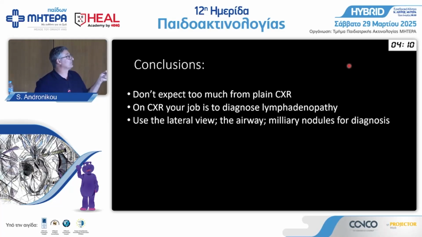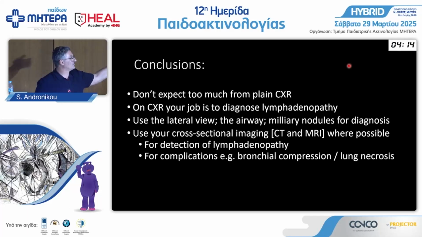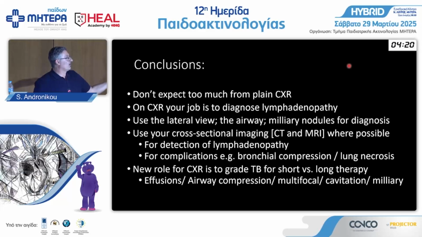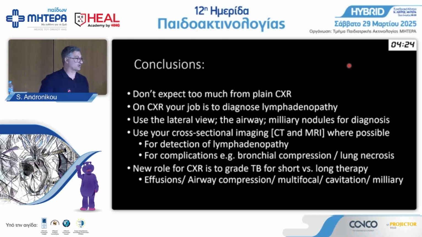There's a couple of ways to improve it. Use the lateral, look at the airway, look for miliary nodules. But actually, please use your cross-sectional. You'll be doing me a favor. And the new role for chest X-ray is to decide short versus long treatment. If they have any of those severe things, they do not get the short treatment.